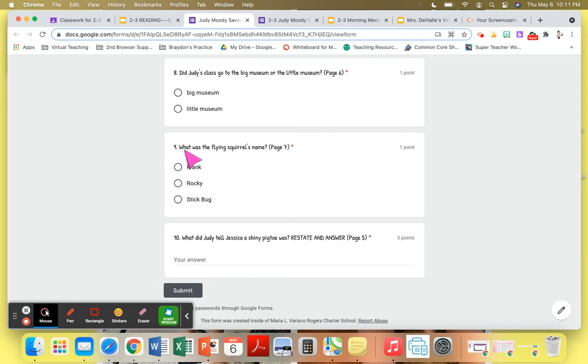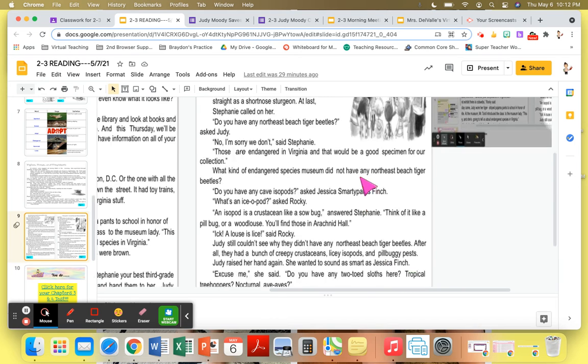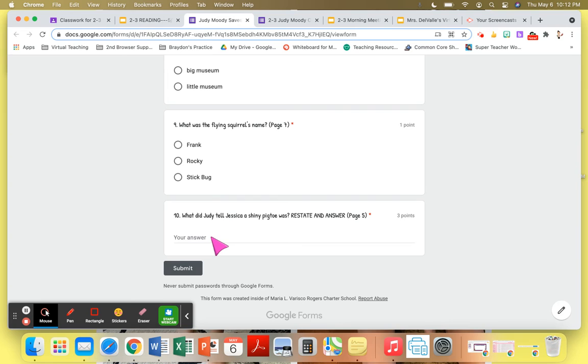Number 9, what was the flying squirrel's name? This answer you will find on the last page, which is page 7, which is right here, okay? And the last one is the only typing you have to do. We have been working on making sure we are fully restating and then answering our question. If you do not have a full restate, I will mark it wrong. We know at this point in 2nd grade how to restate.